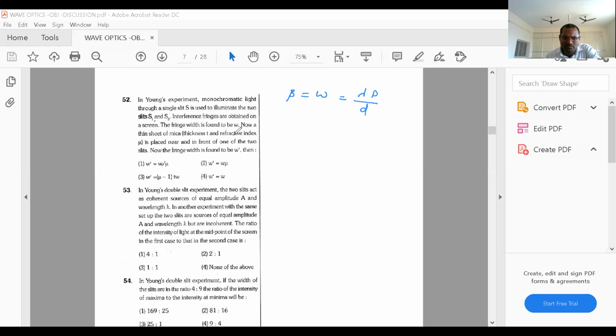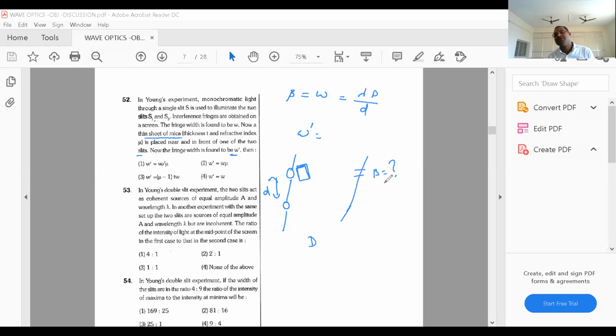Now see, the question is important. Now a thin sheet of mica having some refractive index is placed near and in front of one of the slits. Now the fringe width becomes W dash. Here two slits are there, like two small holes, and here the screen is at distance capital D. Small d is the distance between the two slits. In front of one of the slits they are keeping a plain sheet. Due to this, what will happen to the fringe width?